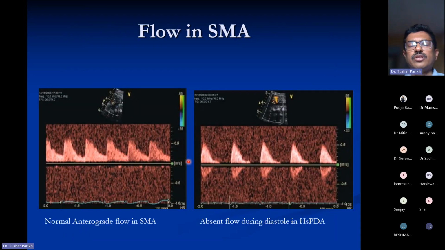Again, look for the flow in the SMA, the superior mesenteric artery. Put the probe in the lower subcostal view with the orientation marker towards 12 o'clock. Try and interrogate the SMA, and you will be able to see absent diastolic flow in case of a PDA, and normal flow is seen like this on the left side.